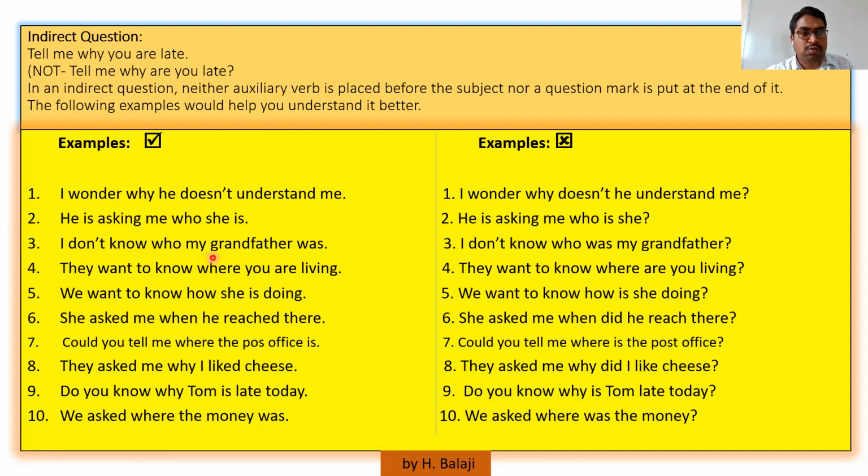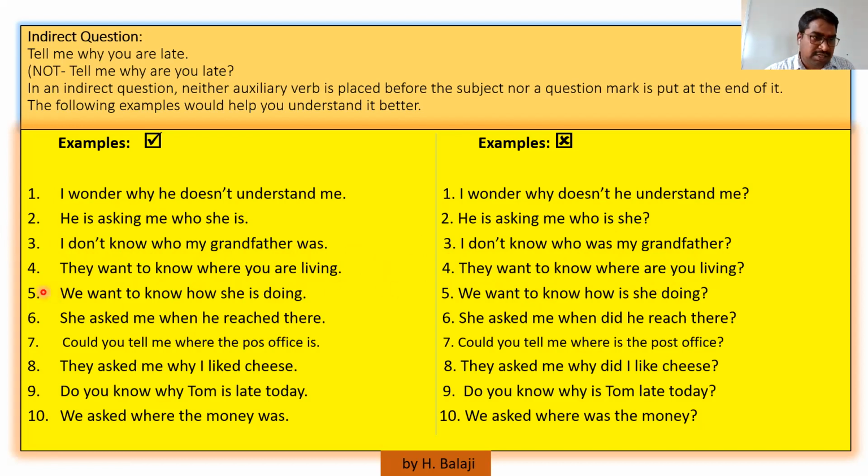Look at the third example. I don't know who my grandfather was. This is the correct one, and this one is incorrect: I don't know who was my grandfather, right? They want to know where you are living. They want to know where are you living. The first one is correct, and the second one, that is in the second category, is incorrect.